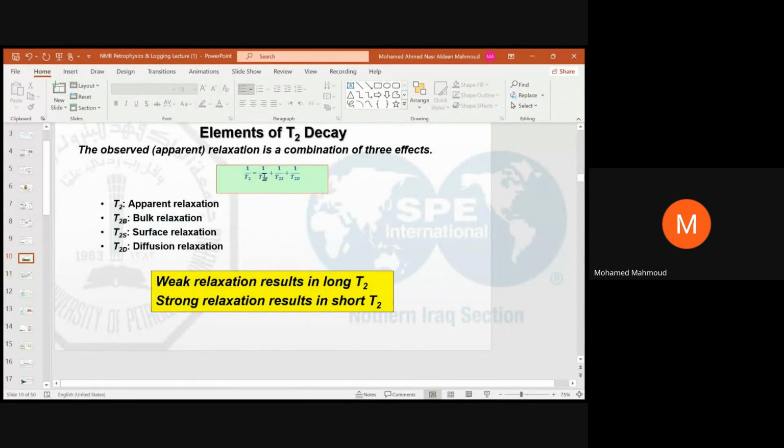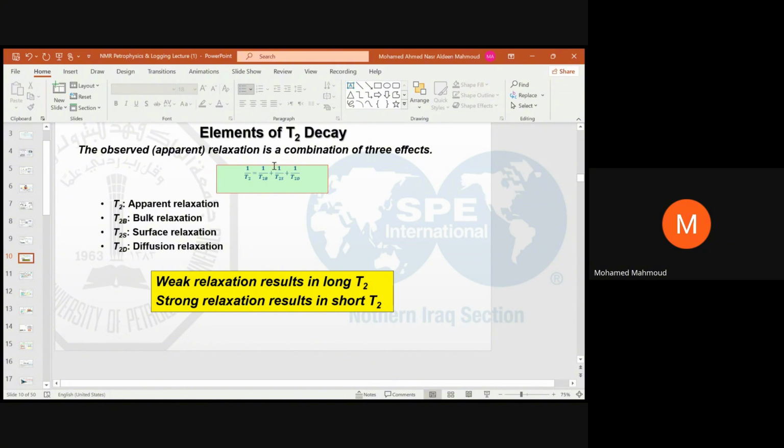So we have T2 bulk, and we said that if you have a very viscous fluid, this one will be dominant, which is not the case in most reservoirs. We could have water, oil, and gas. This one, if we have inhomogeneity of the magnetic field, what we call magnetic field gradient, usually we don't have that case. So usually the dominant one is the surface relaxation, which is related to the pore size distribution.